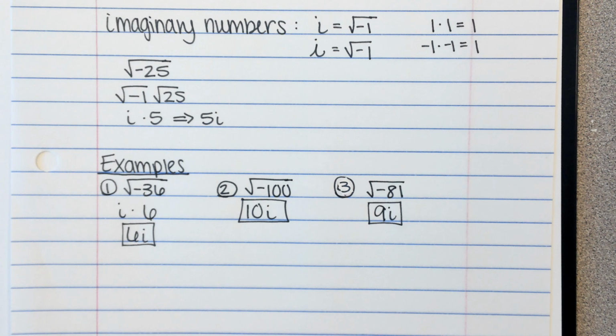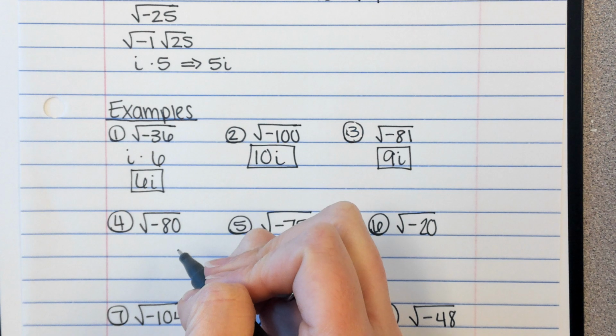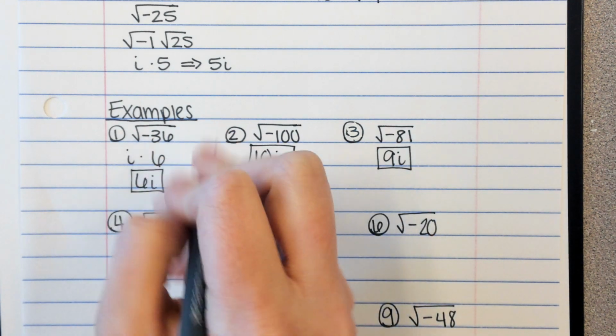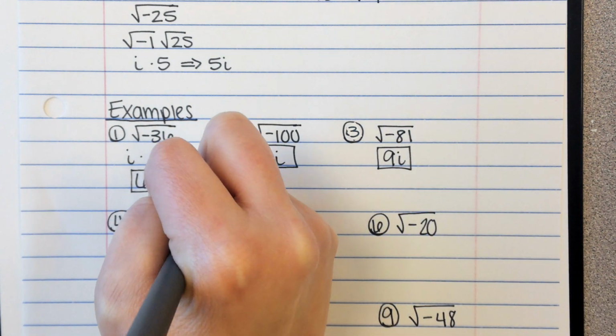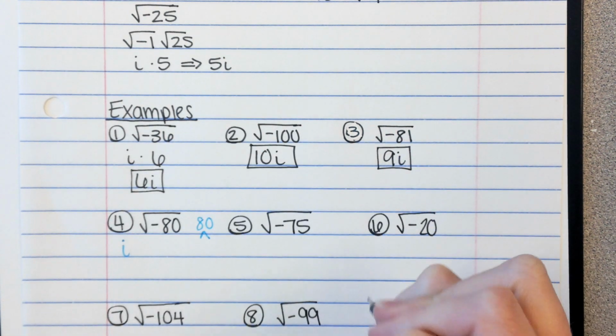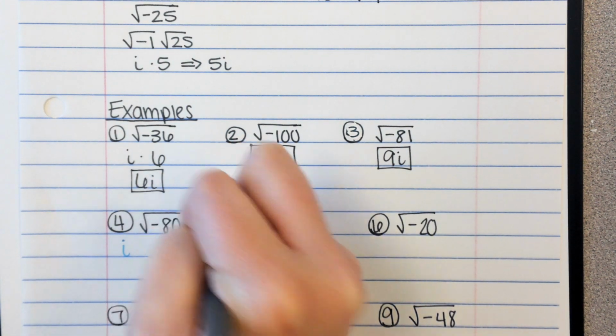We're also going to simplify non-perfect squares. So you're going to have to factor out your perfect squares, or use a factor tree. But it's the same as what we did yesterday. Okay, so let's look at these examples. So we have the square root of -80. So I know I'm going to have an i, so I'll go ahead and do that. And now let's do a factor tree of 80. So I know 80 is 8 times 10.